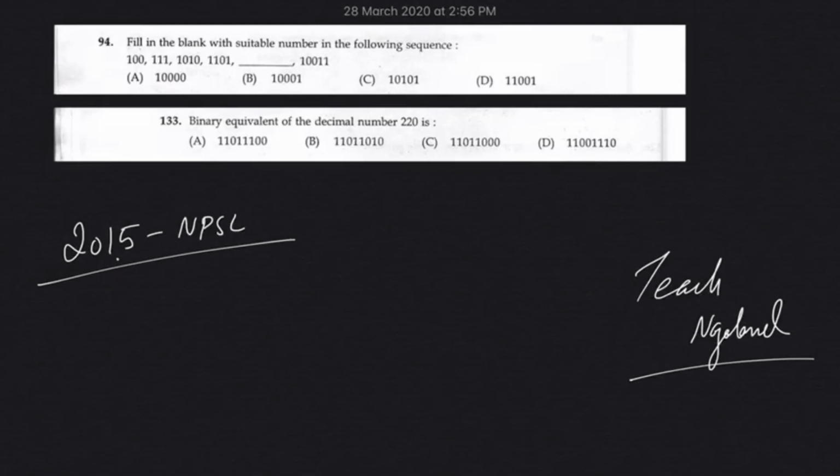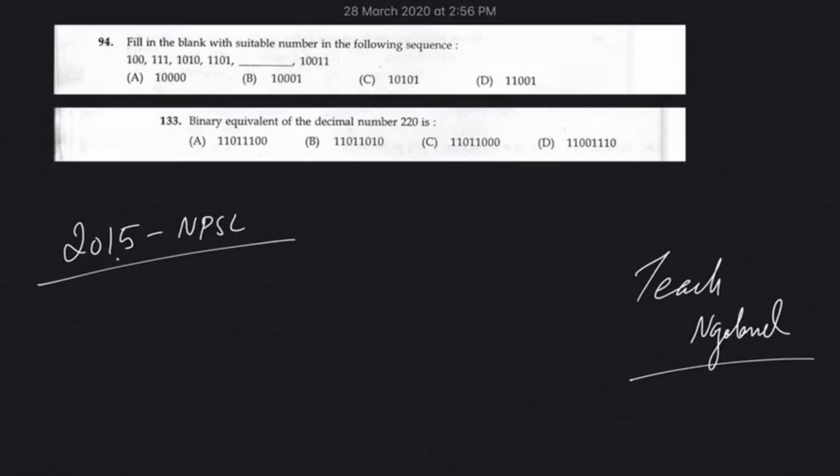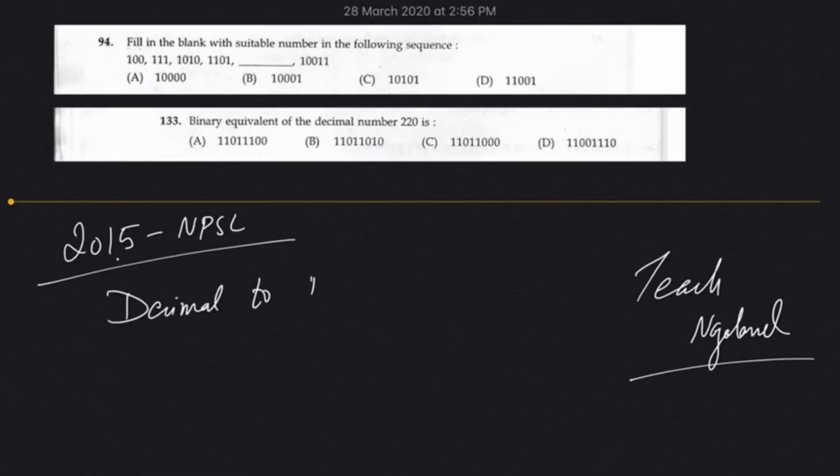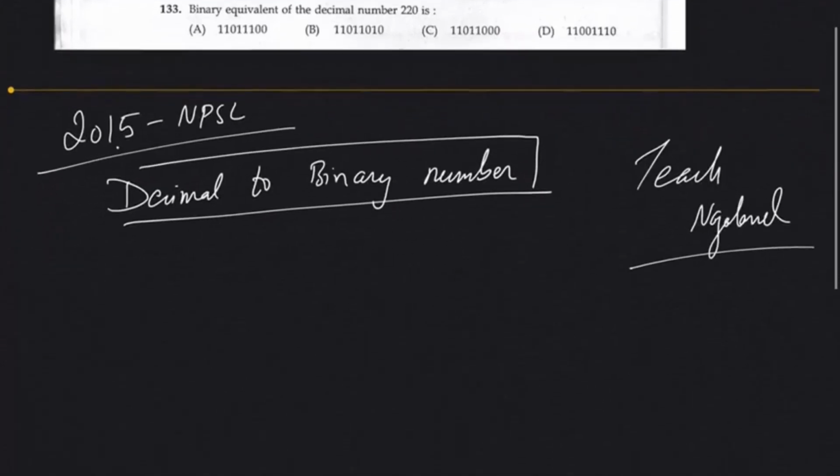But before that, I would like to give you a small introduction on a topic which might really help you: the binary conversion table, especially from decimal to binary number. If you know this, then it will be very easy for you to solve, because I see that every year there is at least one or two questions on this binary number system. So that might really help you, because the concept is very simple.